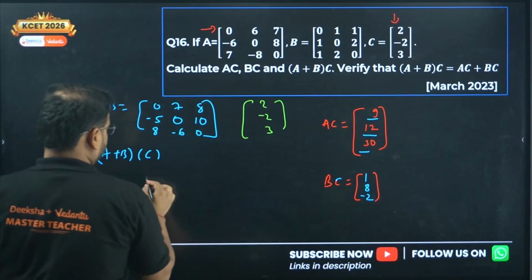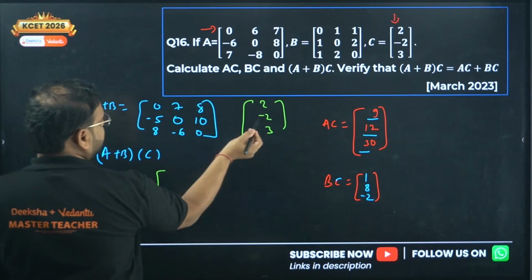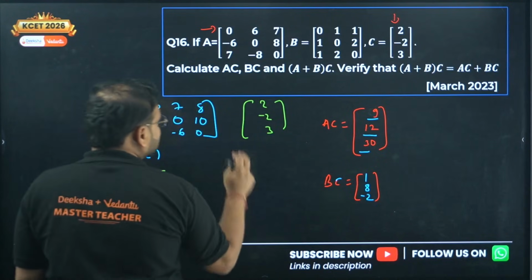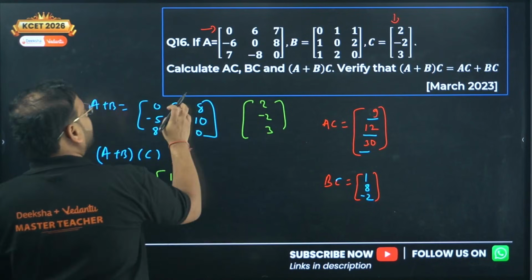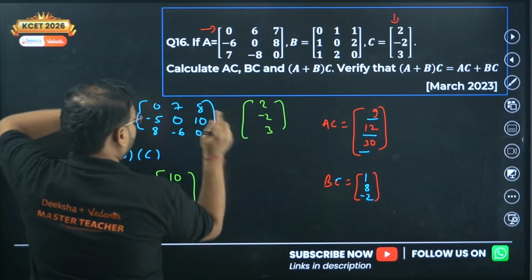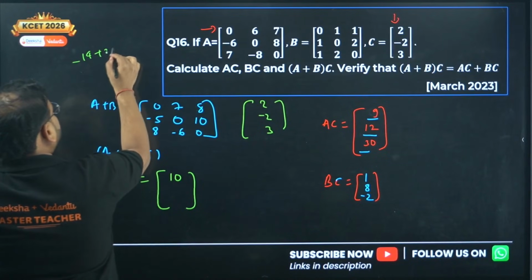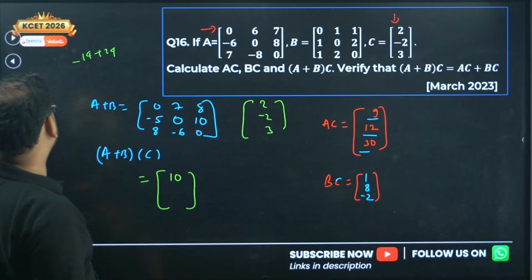Check here. So I'll end up with 0 into 2, 0. 7 into minus 2 is minus 14 plus 24, that's 10. Check here, minus 14 and plus 24, answer is 10. Fair enough. Okay, first element is done, sir. Let's erase this.